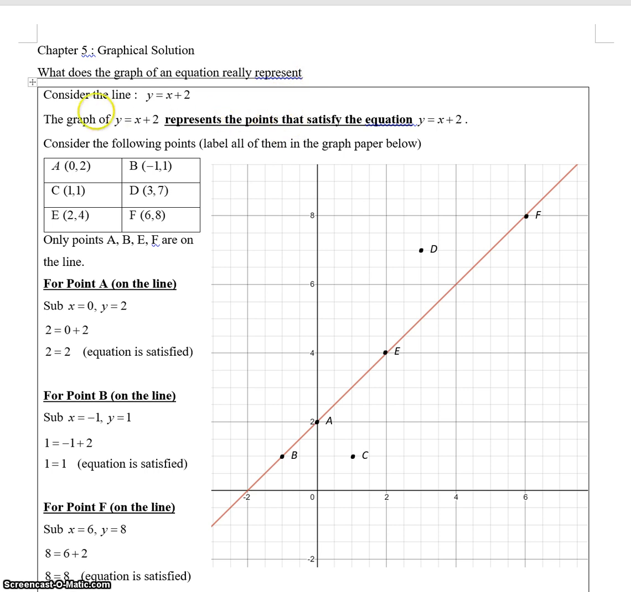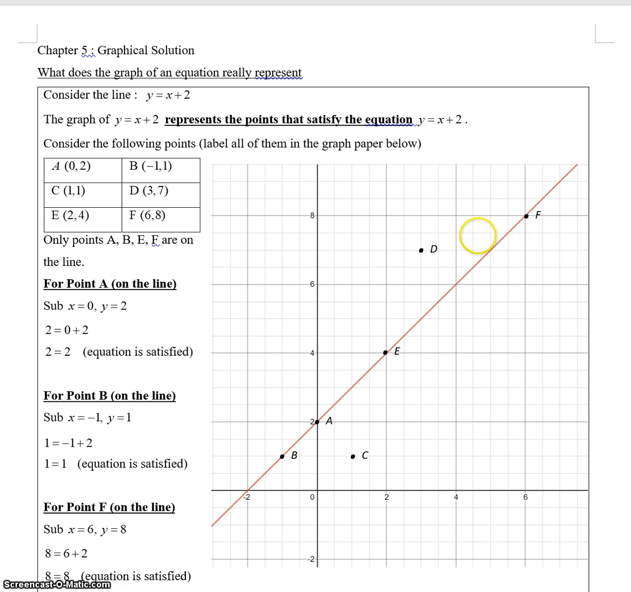So let's start with a line, y equal to x plus 2. You can see that I've already drawn the line for you. So this red line is the graph of y equal to x plus 2. Let's consider the following points over here. I have A, B, C, D, E, F, so 6 points, and you need to label them. I've labeled them already: A, B, C, D, E, F.